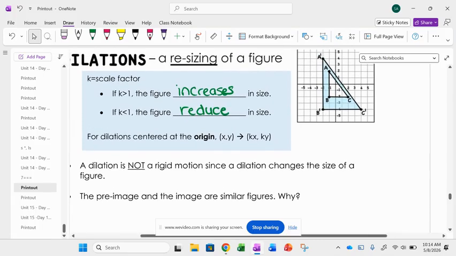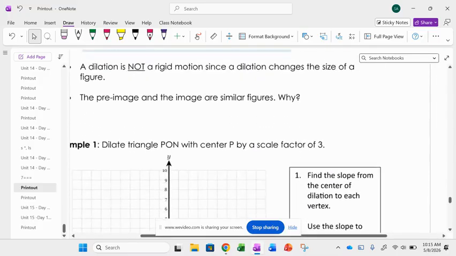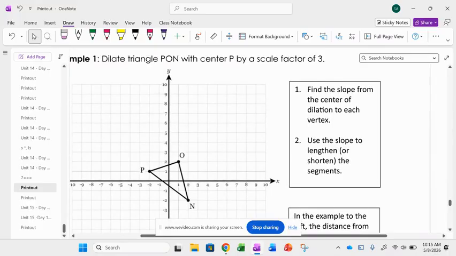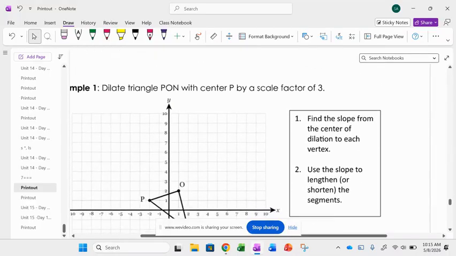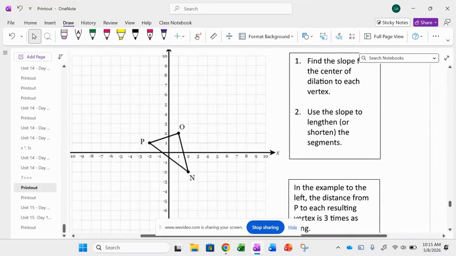Again, if my center of dilation is the origin, all you do is take that scale factor and multiply each coordinate by that scale factor to get your new coordinates. But the center of dilation is not always the origin. Sometimes it's just a random point. So what do we do when it's just a random point?